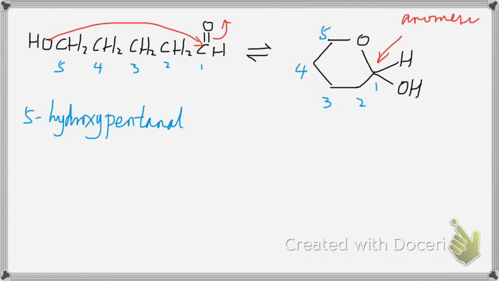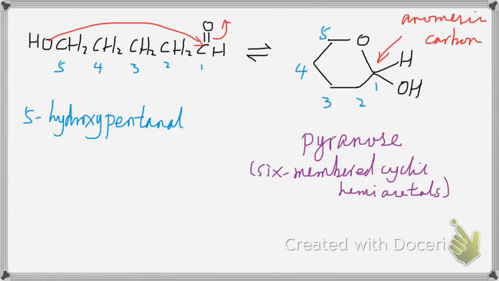And the carbon 1 is the anomeric carbon. This is the carbon that's derived from the carbonyl carbon. And this is the carbon that's attached to 2 oxygen atoms in this cyclic hemiacetal.